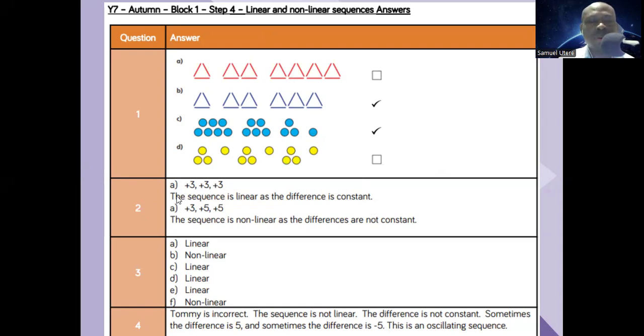Okay, the other one, you were required to complete the numbers by which the terms of the sequence were changing every time. Okay, the sequence is linear as the difference is constant. Here, you notice that the number is not constant, it's not changing by the same amount. You can see it there. Okay, we added 3, we added 5, and then we added 5. So that's not a constant difference, so it's non-linear.